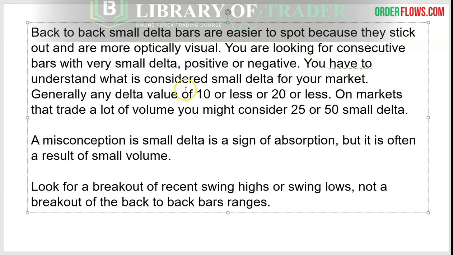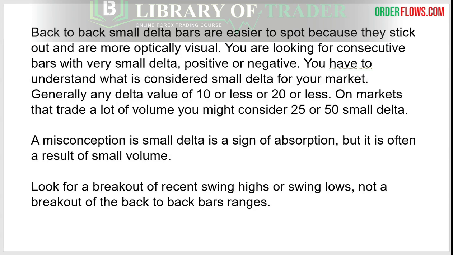So you're looking for consecutive bars with very small delta, either positive or negative. You have to understand what is considered small delta in your market. Generally, any delta of 10 or less or 20 or less in most markets. Now, on markets that trade a lot of volume, you might consider 50 or even 25 small delta. And a misconception is that small delta is a sign of absorption, but it's often a result of small volume. Right? It doesn't necessarily have to be absorption. I know some people have this blanket thing where they see small delta, they think it's absorption right away. But it could just be a result of small volume.